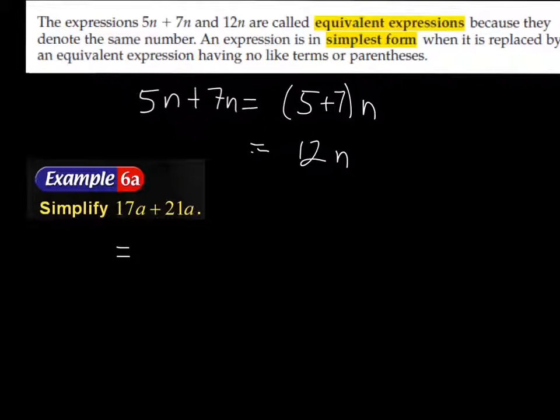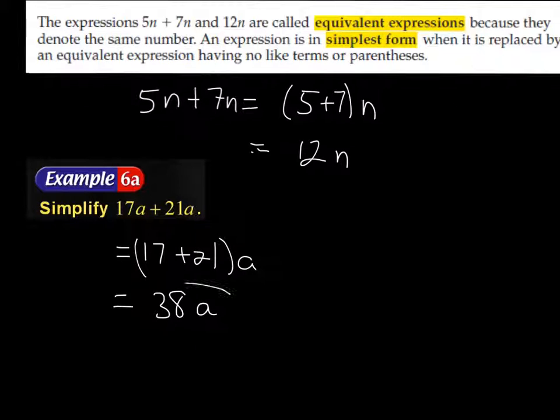So the same way here, we're going to kind of undistribute, and we're going to take the numbers out. So we have 17 plus 21 would have been multiplied by a, and 17 plus 21 is 38. Okay, so we just added like terms.